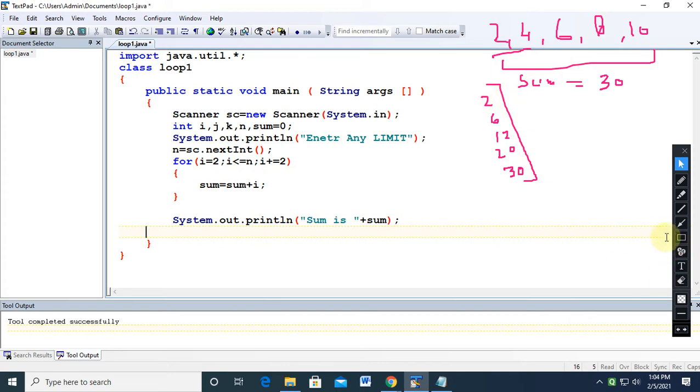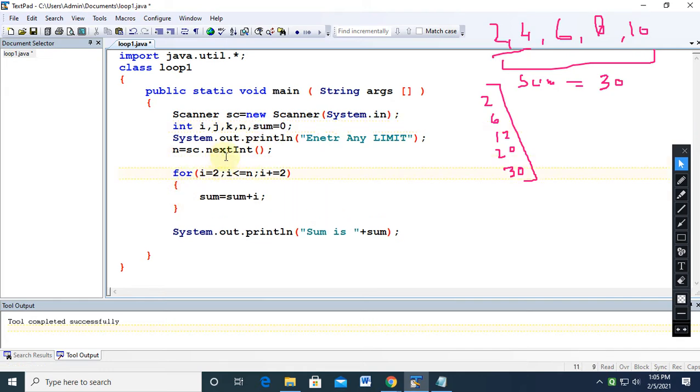Excuse me, sir. Yes, beta. Sir, why have we written sum equals sum plus i? Because in sum we are getting the result, and the variable we have used here is sum. That is why. You can use S also, M also, U also. That is up to you.